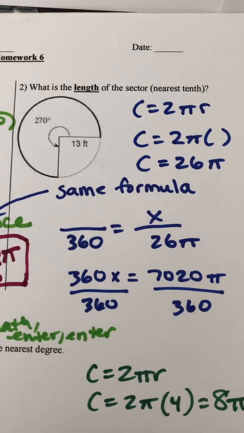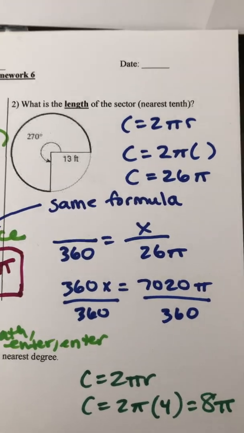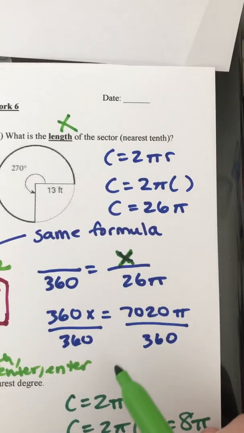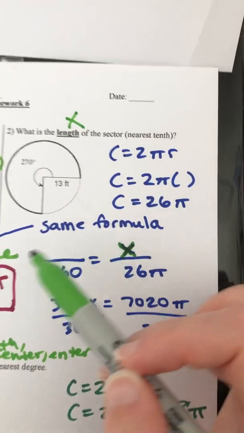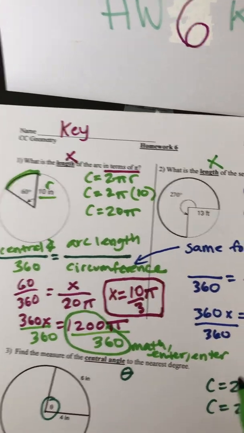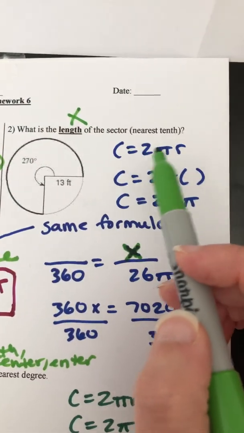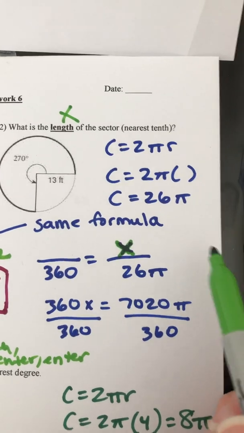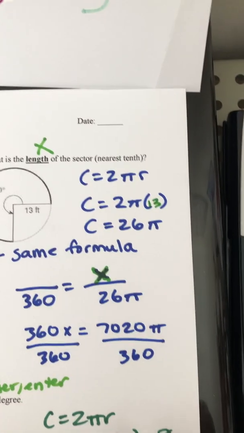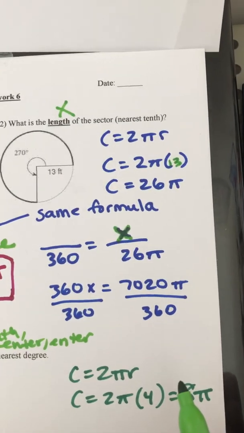Now number 2 is very similar. You have to find length. So again, the length is the x. And just like before, use the same formula over here. Central angle over 360 equals arc length over circumference. The circumference formula is c equals 2 pi r. The radius this time is 13. 2 times 13 is 26, so our circumference is 26 pi.